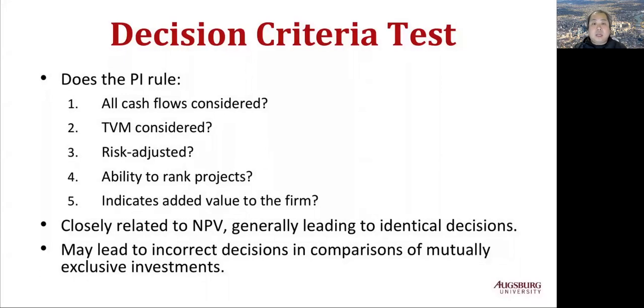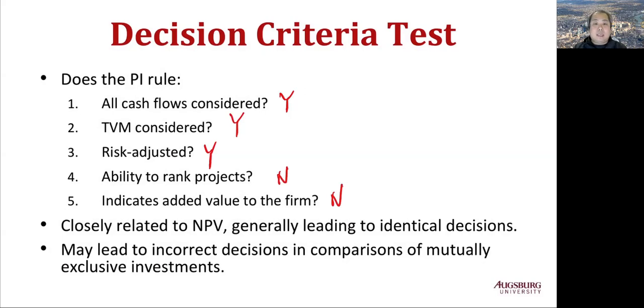Let's test the decision criteria as we did. First, all cash flows considered? Clearly, yes. Second, TVM. Again, yes, right? We use present values. Third, as we saw in NPV and IRR, we can change the discount rate to change the level of the risk. The answer is yes again. Fourth, ranking ability, maybe, maybe not. The truth is no. We'll see why soon. Fifth, PI does not show dollars, so the answer is no.